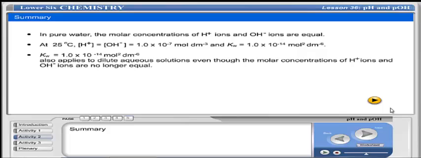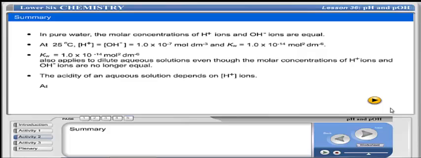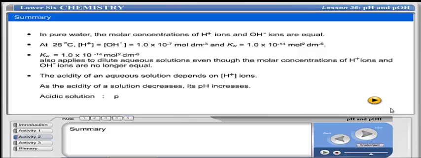The acidity of an aqueous solution depends on concentration of H+ ions. As the acidity of solution decreases, its pH increases. Acidic solution, pH is less than 7.0. Neutral solution, pH is equal to 7.0. Basic solution, pH is greater than 7.0.